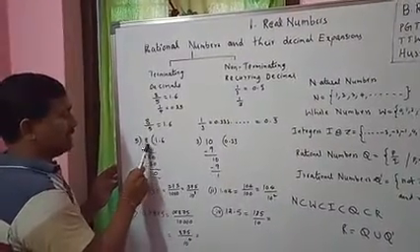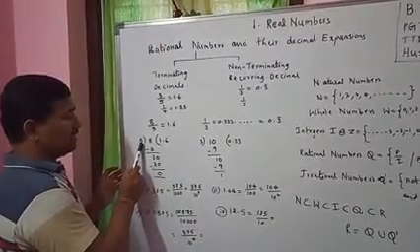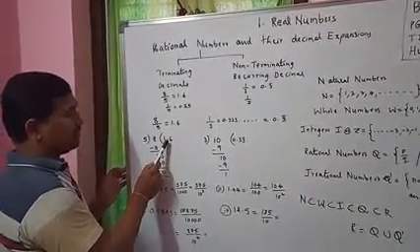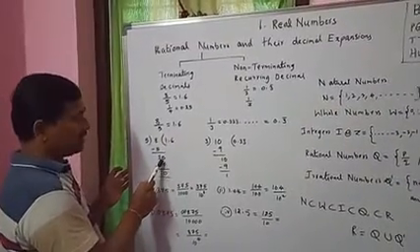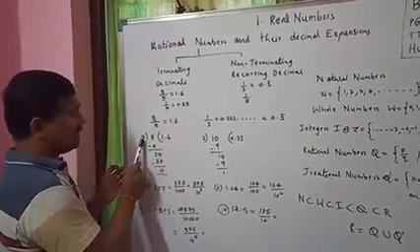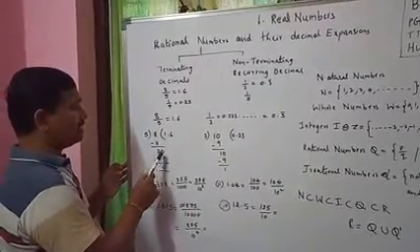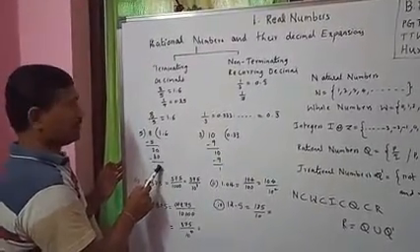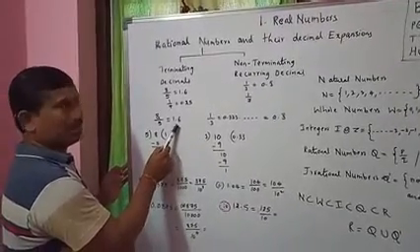5 ones are 5. 8 minus 5 is 3. 3 is less than 5, so put a point in the quotient and write 0 here. Now 30 is larger than 5. 5 sixes are 30. 30 minus 30 is 0. So 8 by 5 is equal to 1.6.